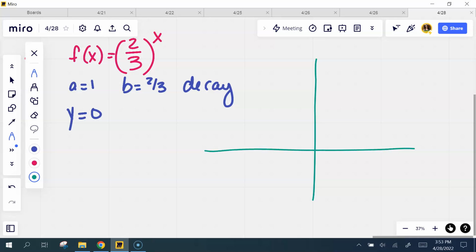So let's see. Let's draw our axes on here. And here is my asymptote at 0. And now what I want to do is pick some points, right? 2 or 3 points is sufficient. I'm definitely going to choose 0 for one of them because that's my y-intercept, and that's a very convenient point to have. So (2/3) to the 0 power we know is 1, because anything to the 0 power is 1, right?